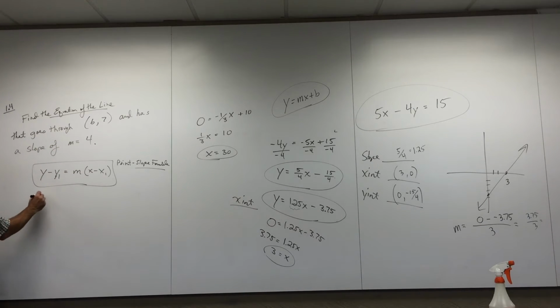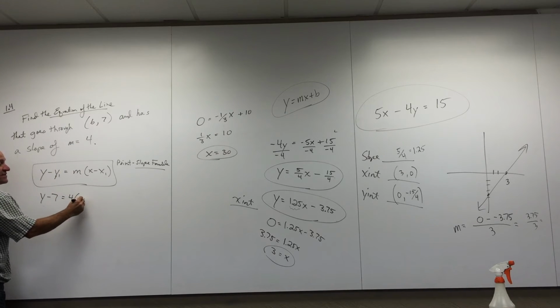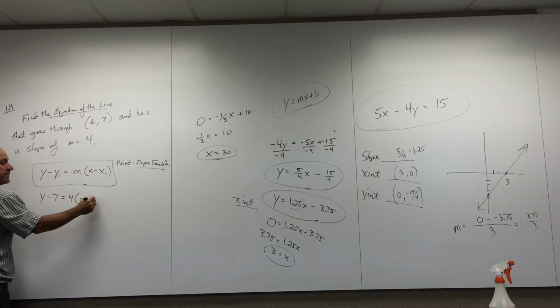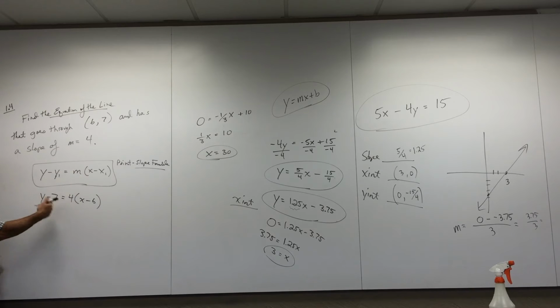Here it is. y minus the y-coordinate of the point, 7, equals the slope, 4, times parentheses, x minus the x-coordinate of the point, 6. If I have a point and a slope, I can plug it into this formula, and technically I could say, hey, there's the equation of the line. That's the equation of the line.